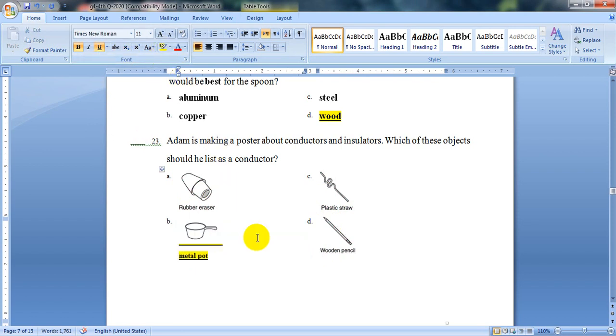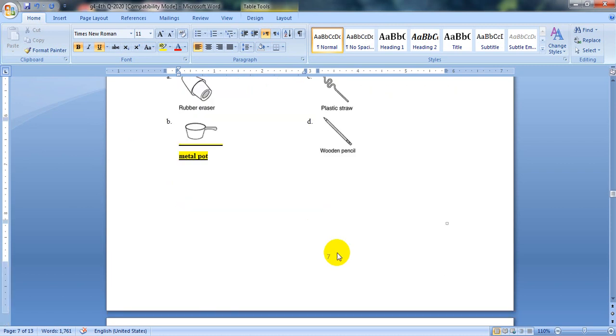Why? Because it lets heat pass. It's a conductor. While rubber, plastic, and wood are insulators. They do not let heat pass through them.